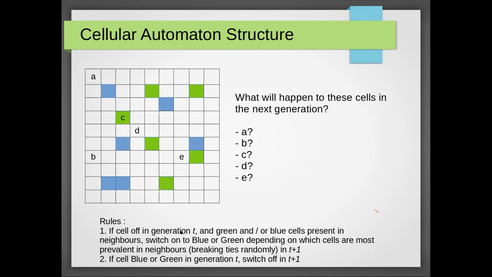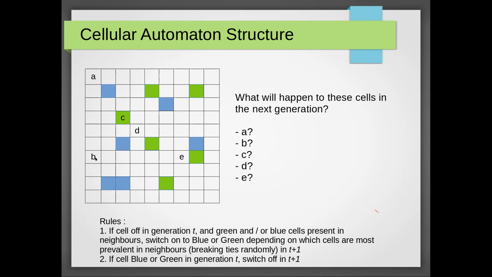So given our cellular automaton that we've just made up here, what will happen to each of these cells in the next generation? So what's going to happen to cell A in the next generation? Blue. Yep, that one's going to turn to blue because within its neighborhood here, we've got 3 cells and we've got a blue cell here, and there's no green cell, so that's going to switch to a blue cell.